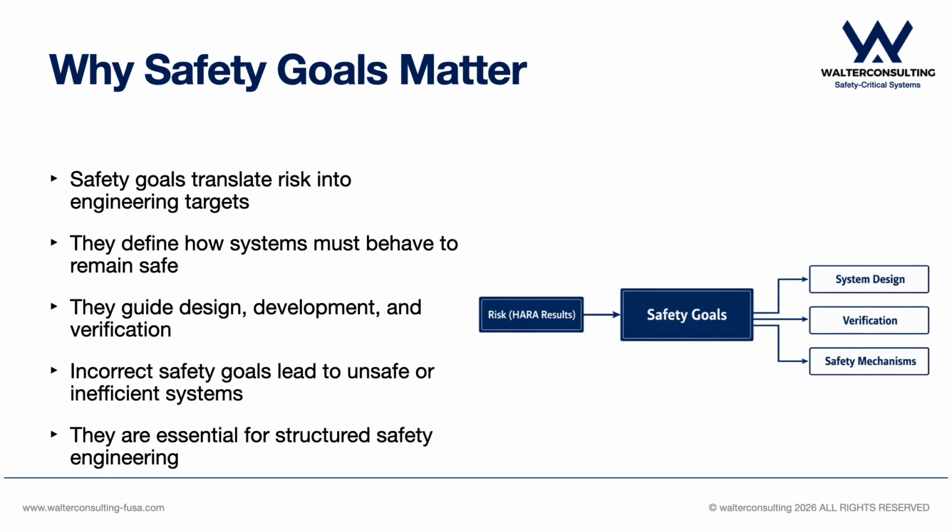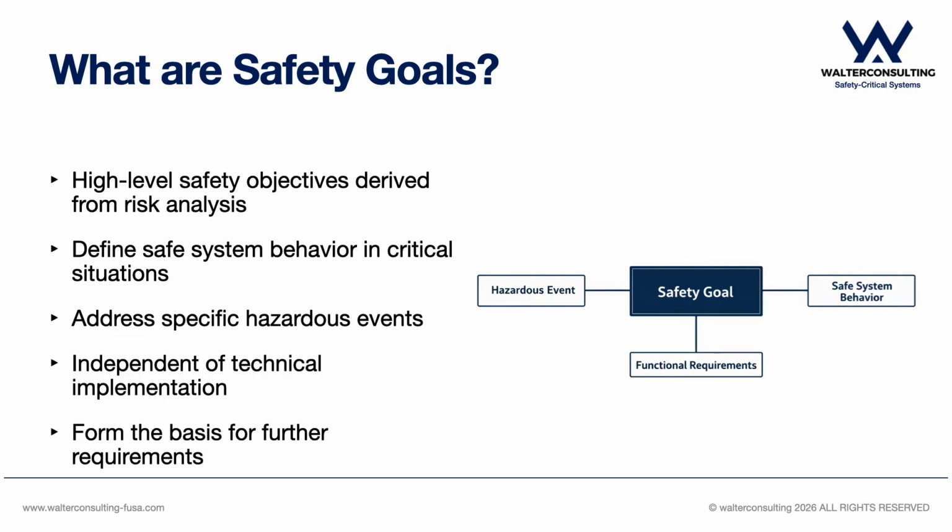So now the question is, what exactly is a safety goal? A safety goal is a high-level safety objective that is derived from a hazardous event. It defines how the system must behave in order to remain safe in a critical situation. For example, instead of describing a failure, a safety goal defines the desired safe behavior. And this is important. Safety goals are independent of how the system is implemented. They do not describe technical solutions. Instead, they describe what must be achieved from a safety perspective. These goals then serve as the foundation for all further requirements in the system.